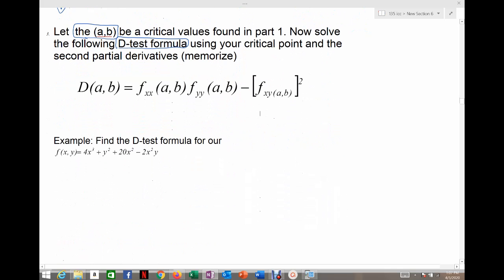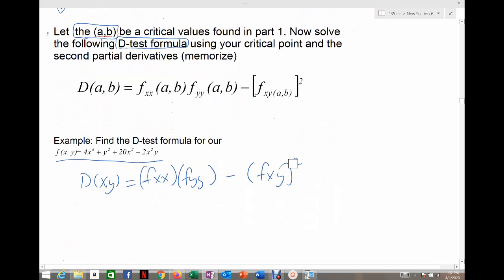Alright, so I'm going to do it for this case. Right now I'm just going to write my generic D formula: the second derivative with respect to x times the second derivative with respect to y, minus my mixed derivative squared. Don't forget to square it. That's an easy one to forget. If I'm going to forget something, I'm going to forget to square that.